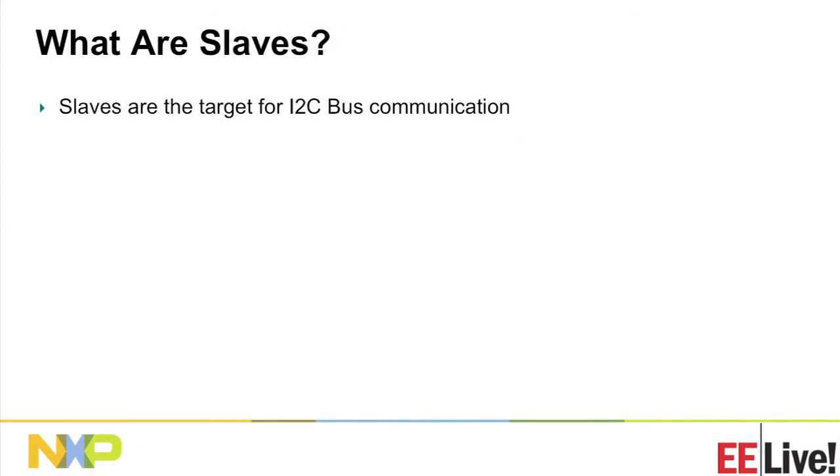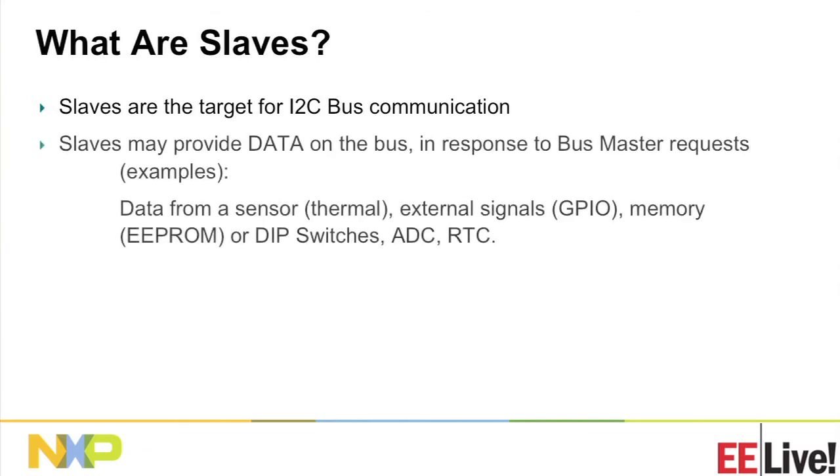So what are the slave devices? Well, this is the target of the communication. Either the master wants the slave to do something and sends it data, or the slave has data that the master wants to read. So slaves may provide data.